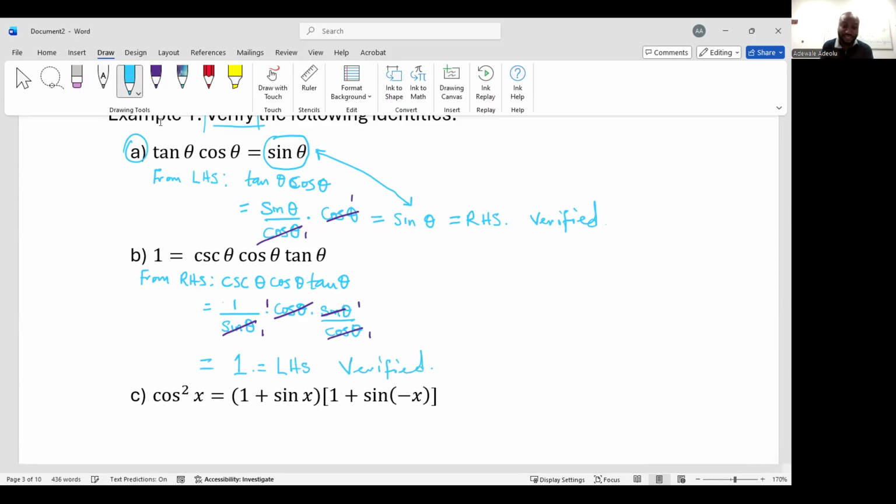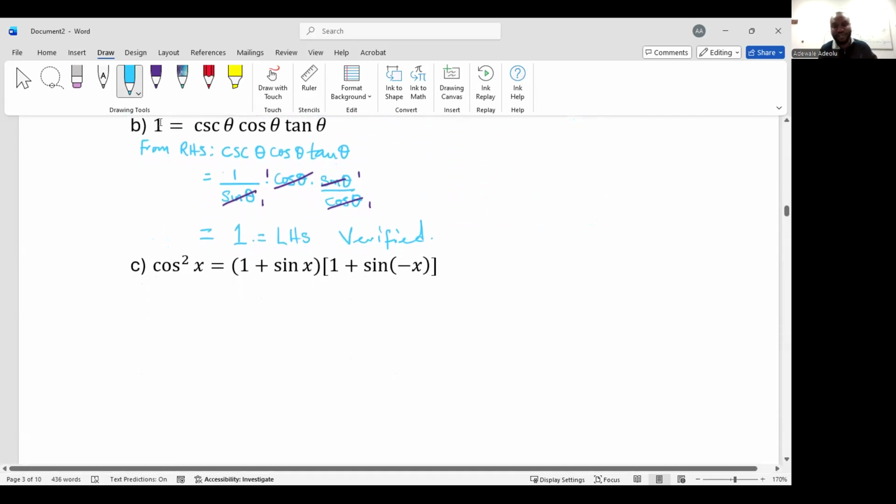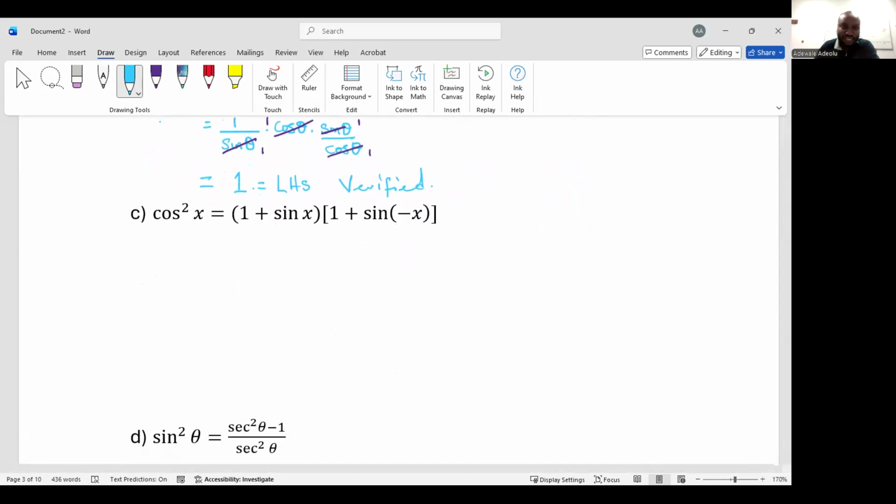So again, look at what I did. I only pick one part. Then I simplified it and I arrived at the other side. That is very important because if I ask you to verify an identity, do not work the two together at the same time. You need to pick one side and show that it is exactly the other side. And the way to do it is pick the complicated parts.